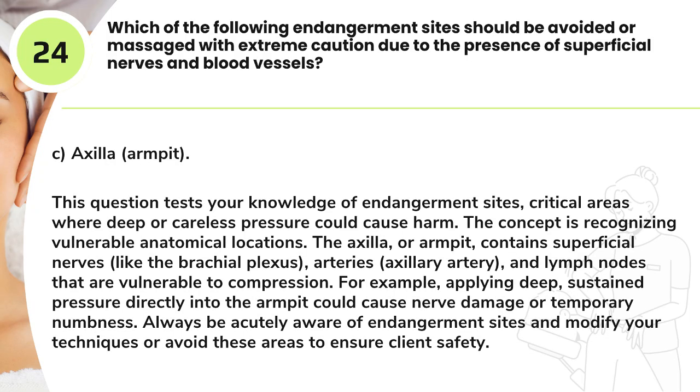Answer: C. Axilla, armpit. This question tests your knowledge of endangerment sites, critical areas where deep or careless pressure could cause harm. The concept is recognizing vulnerable anatomical locations. The axilla, or armpit, contains superficial nerves, like the brachial plexus, arteries, like the axillary artery, and lymph nodes that are vulnerable to compression. For example, applying deep, sustained pressure directly into the armpit could cause nerve damage or temporary numbness. Always be acutely aware of endangerment sites and modify your techniques or avoid these areas to ensure client safety.